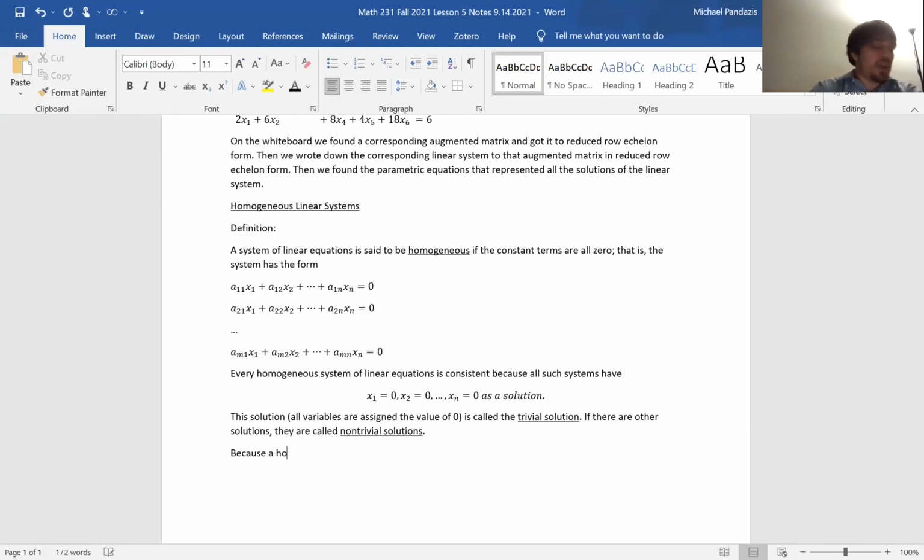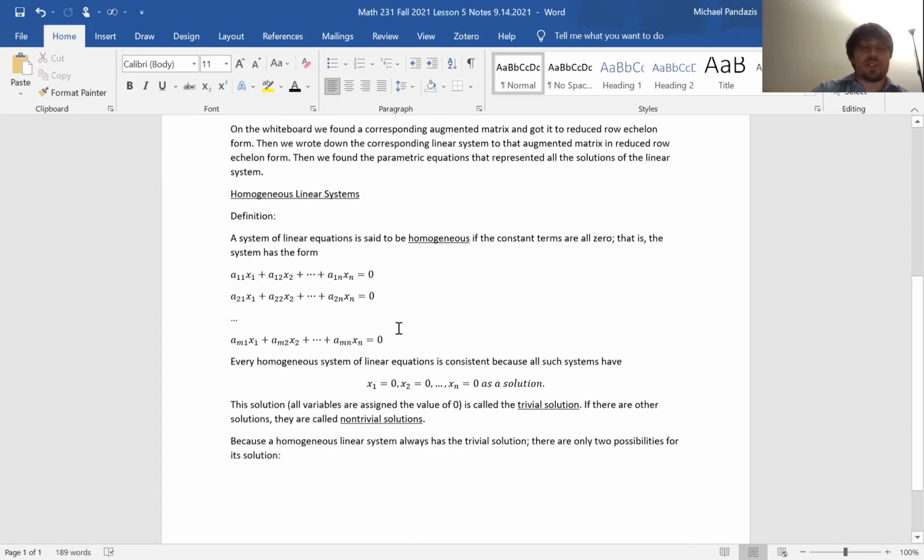Okay, so because a homogeneous linear system always has the trivial solution, there are only two possibilities for its solution. Remember earlier I said there's three possibilities for a linear system: either 0 solutions, exactly one solution, or infinitely many solutions. You can only have 0, exactly 1, or infinitely many. You cannot have 2 solutions to a linear system.